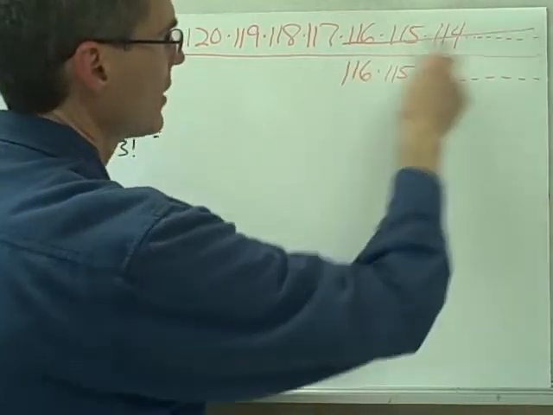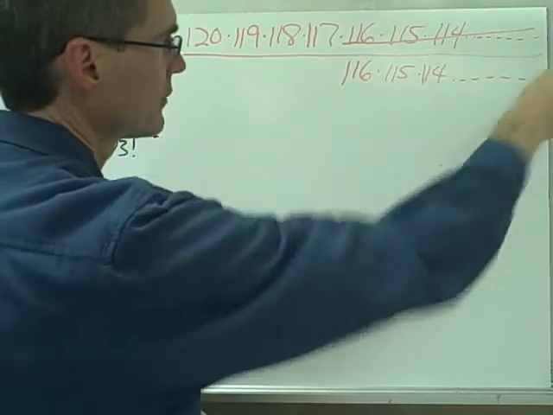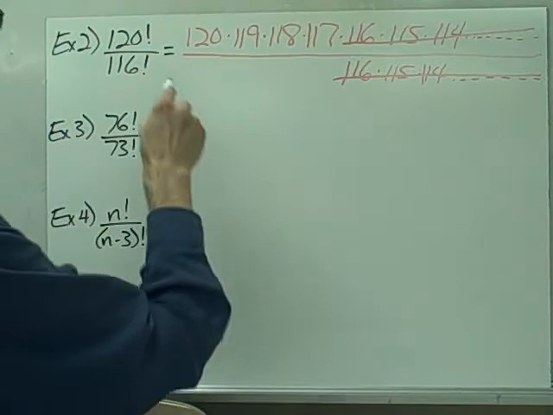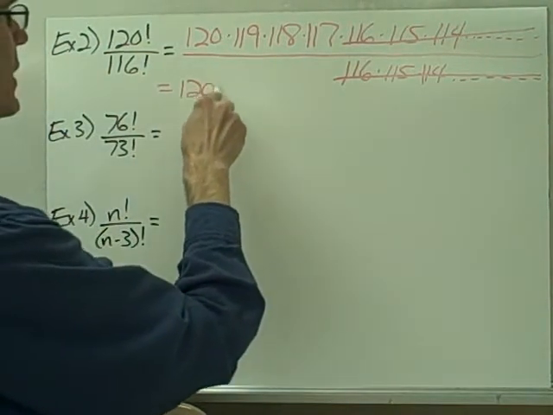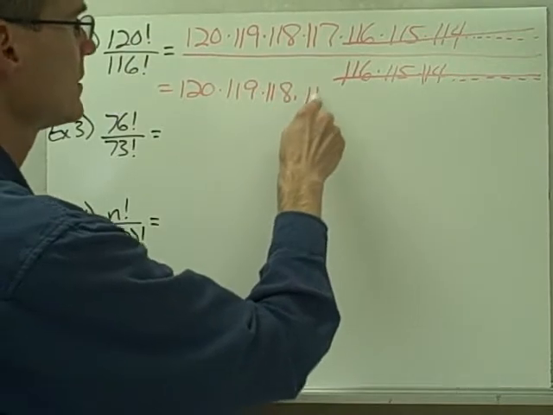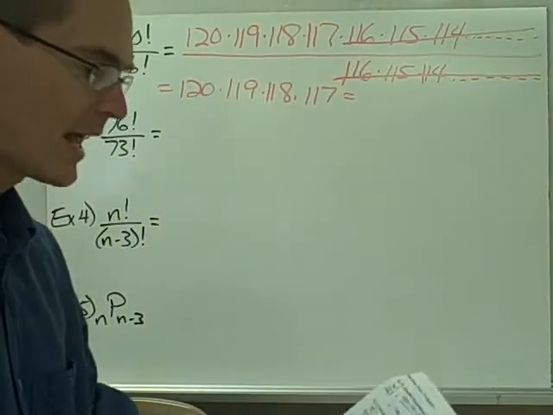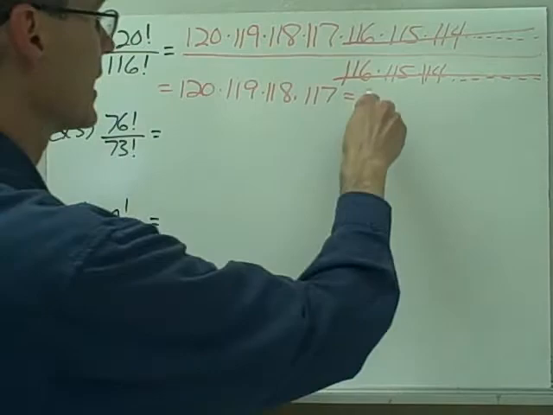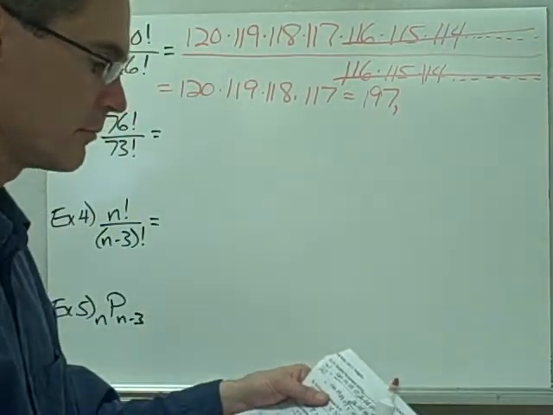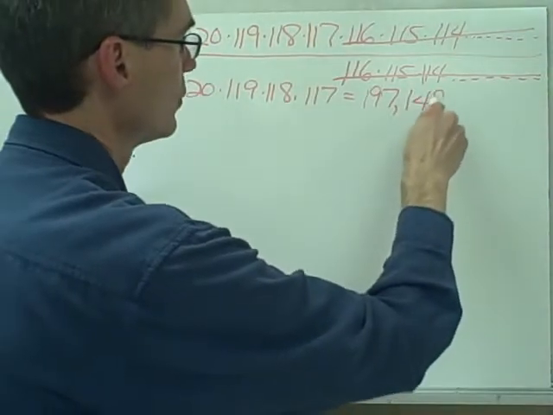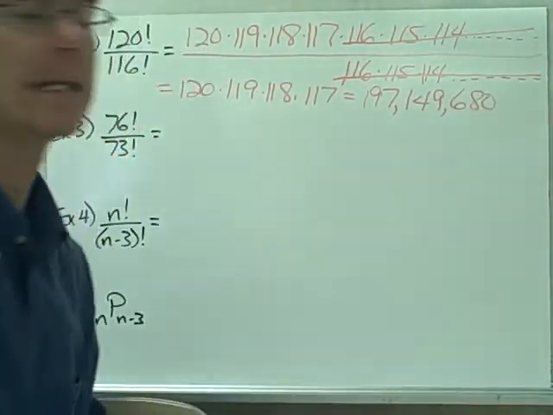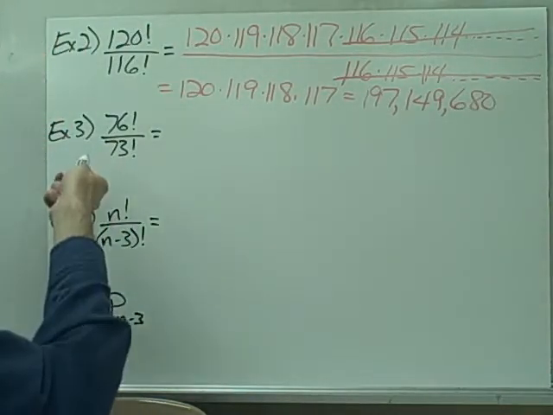Everything from here on down, 116 times 115 times 114, cancels with what's in the denominator. So what I'm left with is 120 times 119 times 118 times 117, and that I can punch into my calculator, and I get 197,149,680. Let's try example number 3.